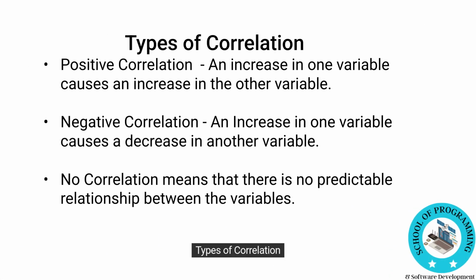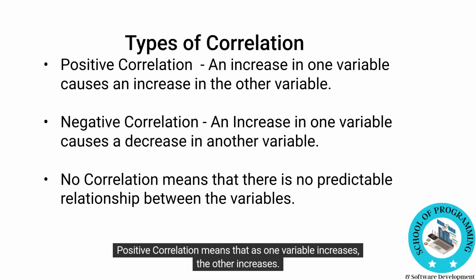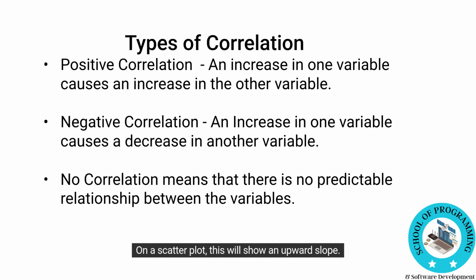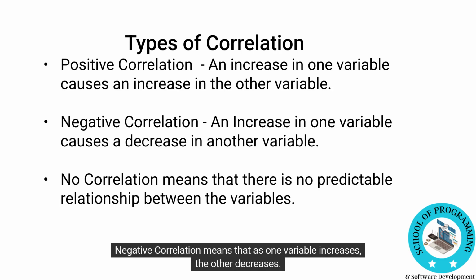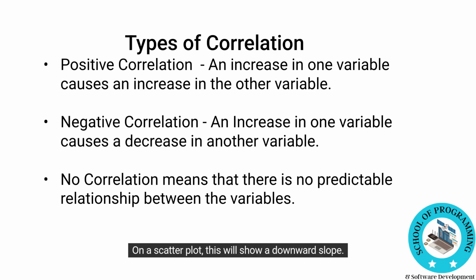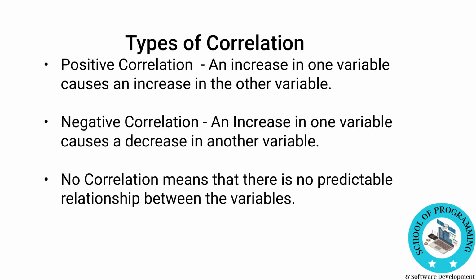Types of correlation. Positive correlation means that as one variable increases, the other increases. On a scatter plot, this will show an upward slope. Negative correlation means that as one variable increases, the other decreases. On a scatter plot, this will show a downward slope. No correlation means that there is no predictable relationship. On a scatter plot, the points appear scattered randomly.